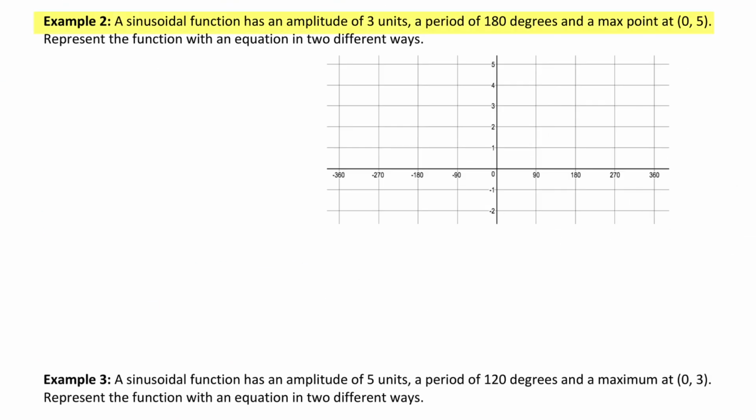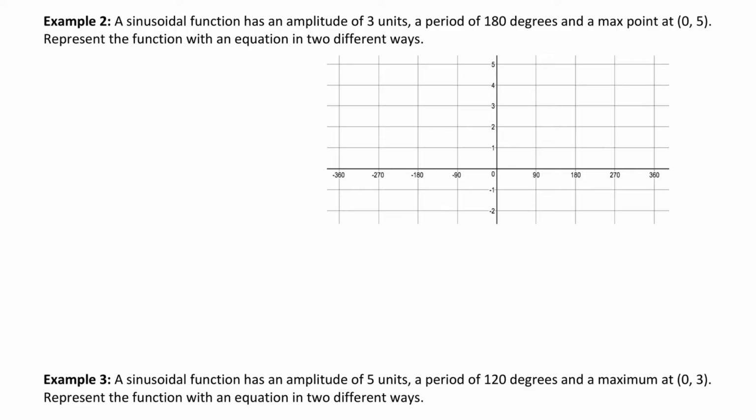Example 2 says, a sinusoidal function has an amplitude of 3 units, a period of 180 degrees, and a maximum point at 0,5. Represent the function with an equation in 2 different ways. Well, I know 2 different ways. I could use a sine function and a cosine function to represent it.